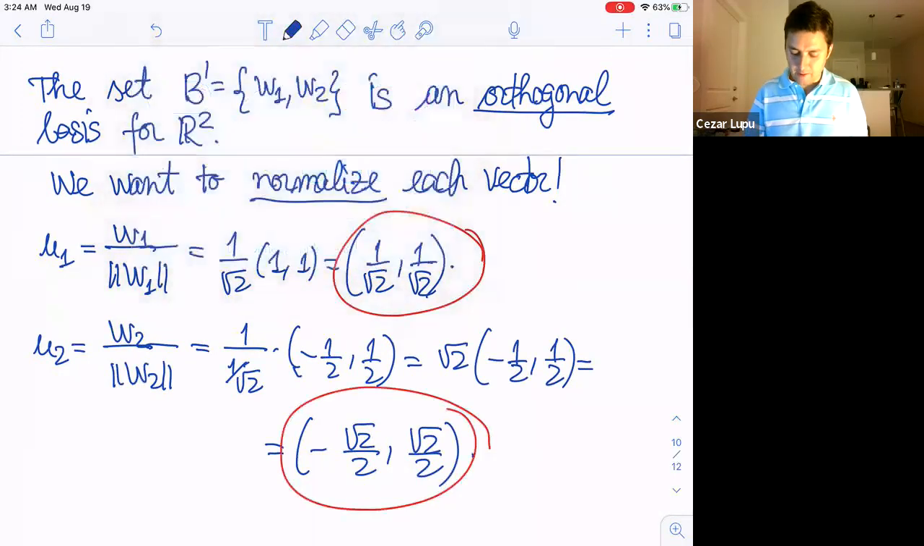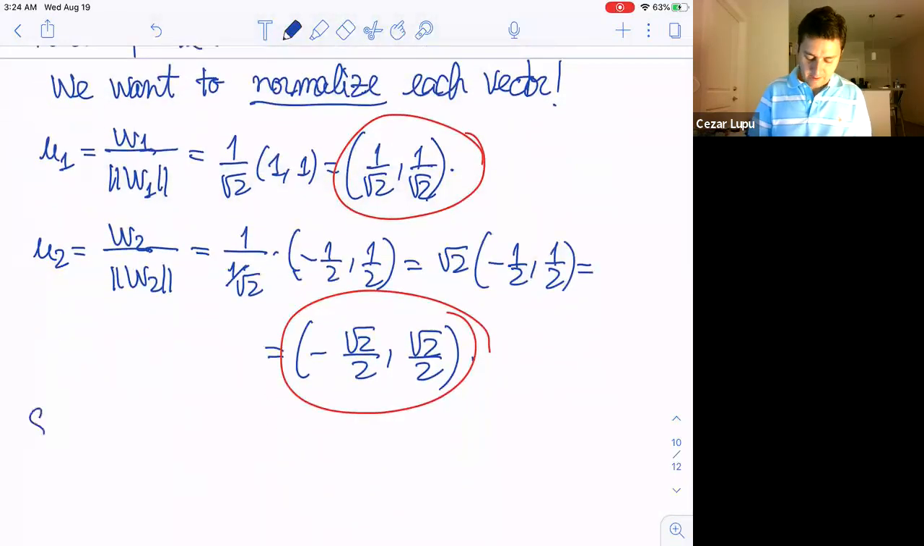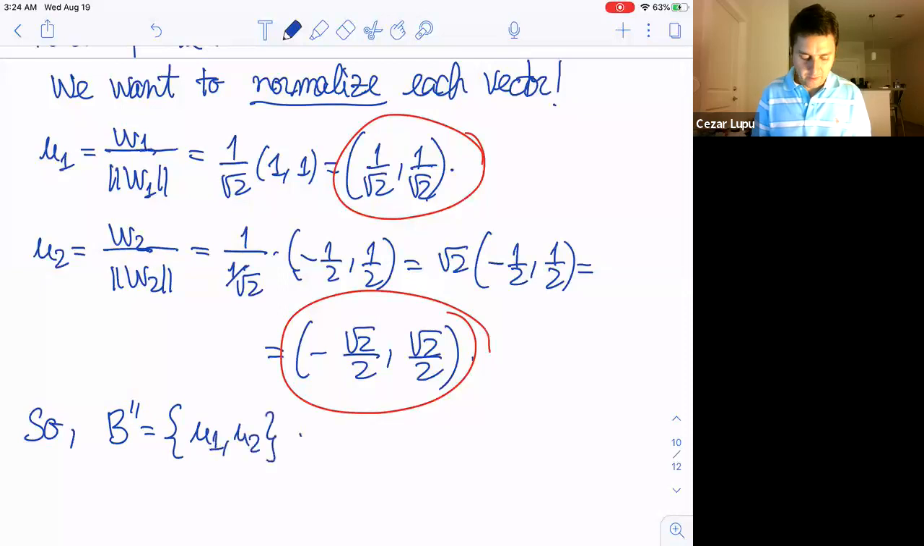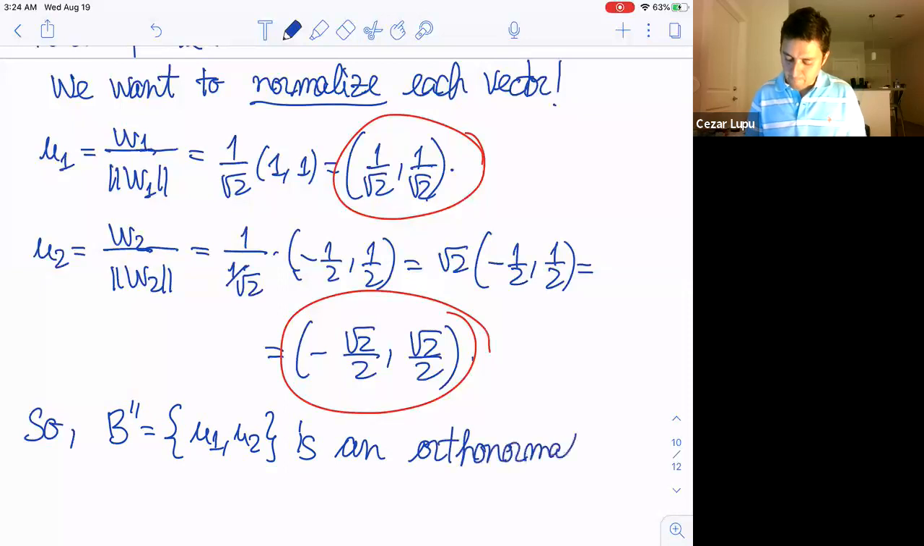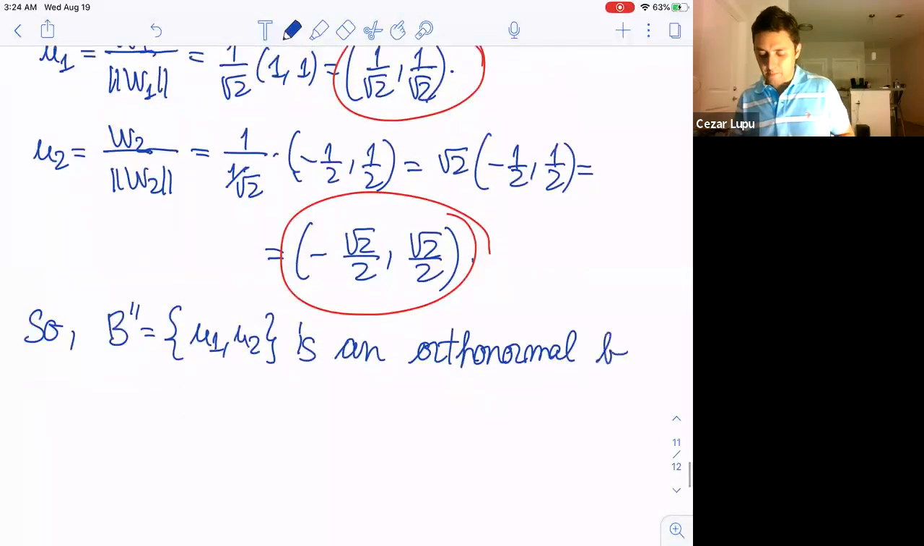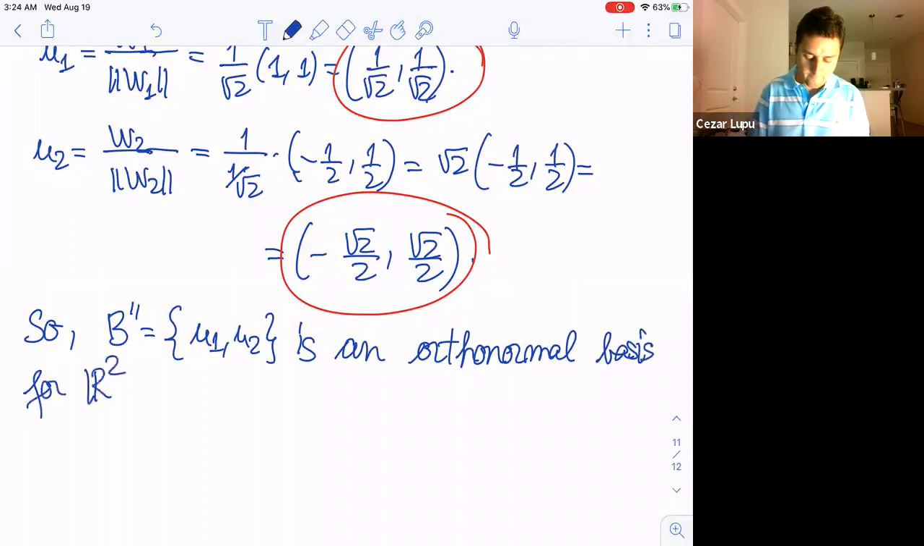Well, clearly, this implies that this basis B second prime, which will consist of these vectors U1, U2, is an orthonormal basis for R2, right?